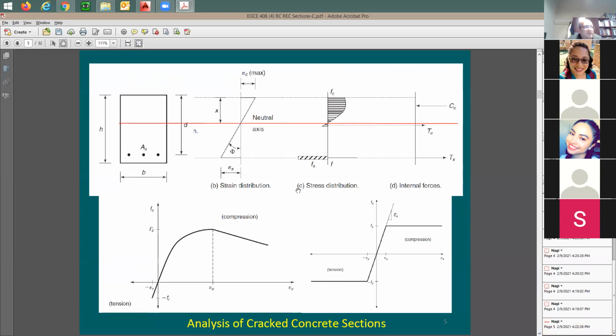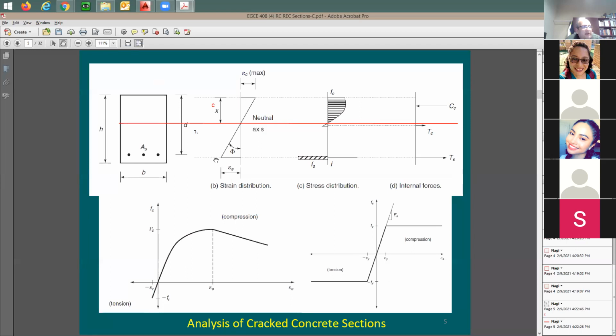The depth of the neutral axis is called X here. We're also going to use the term C, lowercase, for it. It's a very common term, so using X is the same as C, the depth of the neutral axis. You have seen this before in concrete. The maximum strain in the concrete is at the top.